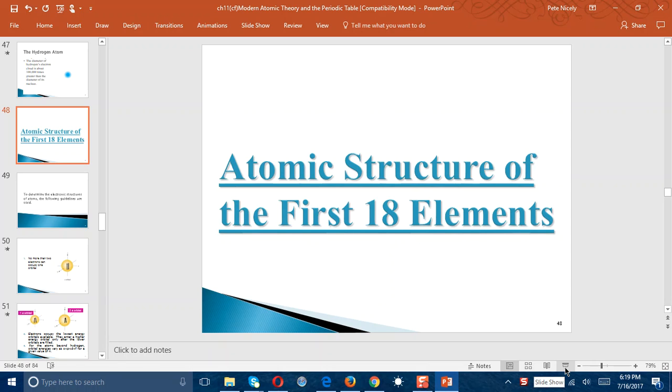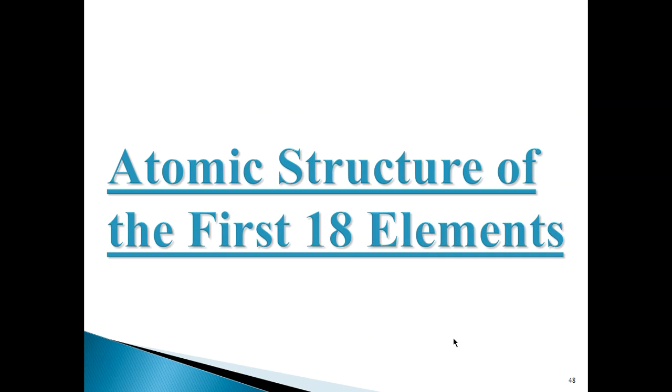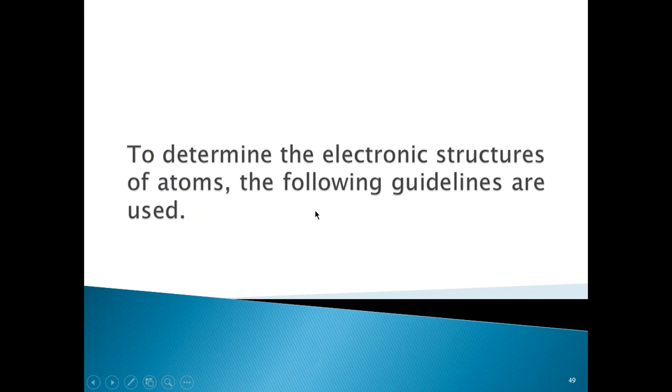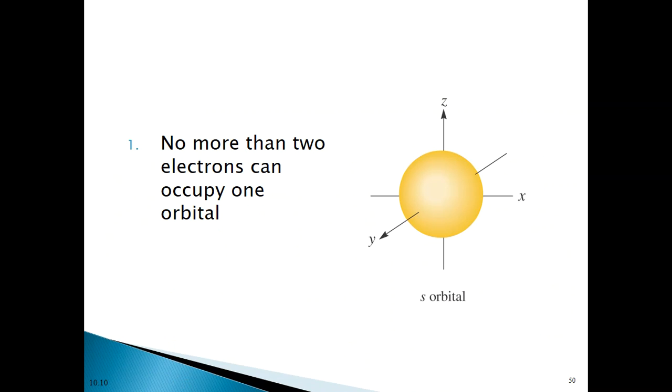So now we're going to get into a discussion of how the electrons are arranged in the atom. And to do that, we're going to look at the distribution of electrons among the orbitals for the first 18 elements. So, to determine these structures, we have to use some guidelines. I'm just going to go through them right now.